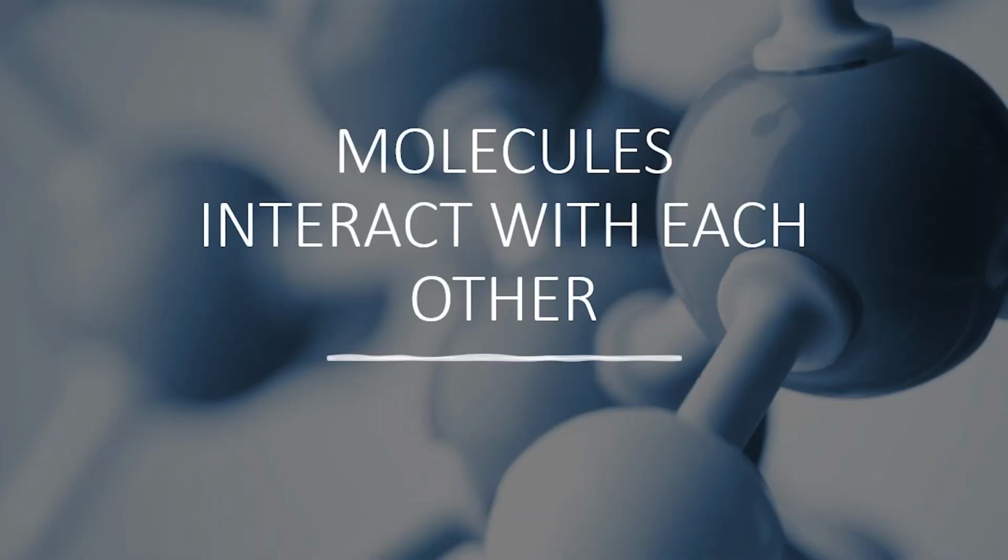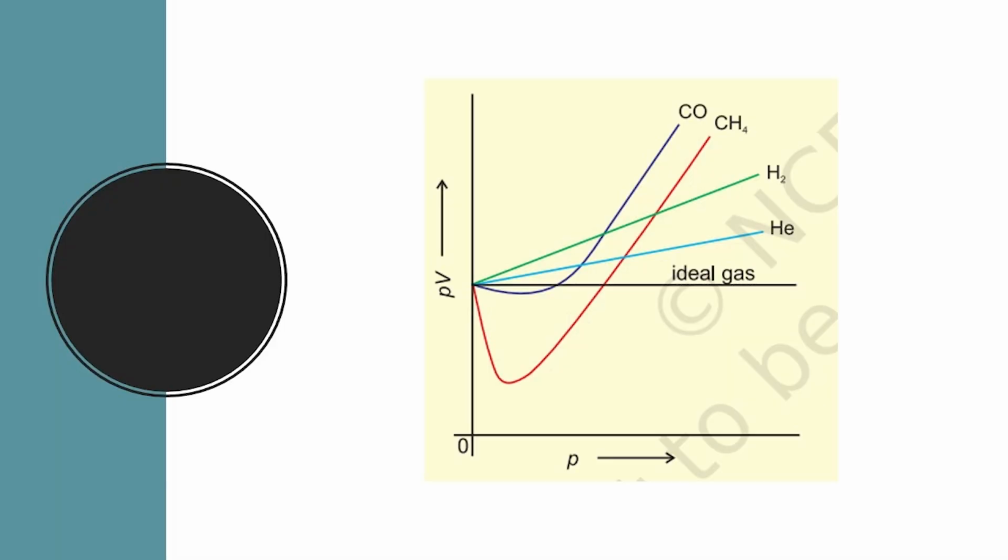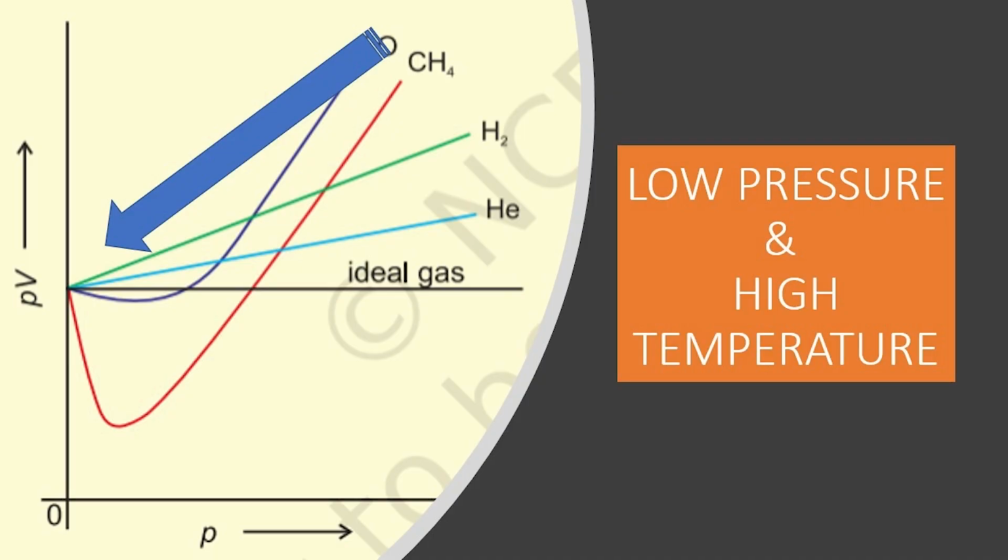We all know that real gases show deviation from the ideal gas law because molecules interact with each other. Now we have to think about the condition in which the real gases show ideal behavior. Let us observe the graph once again, and you have to find out the condition in which real gases obey ideal behavior. You can see that all the gases show ideal behavior at low pressure and high temperature.